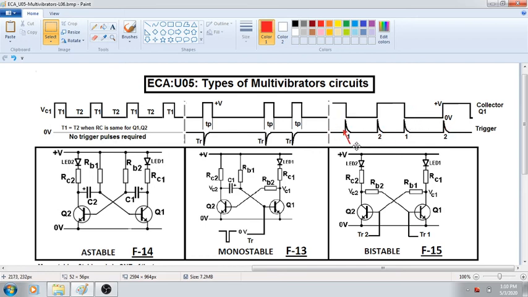Whenever trigger pulse 1 is given, this circuit will go from high state to low state. Whenever trigger pulse 2 is given, Q1 collector will go from low state to high state. Like this we can manipulate.